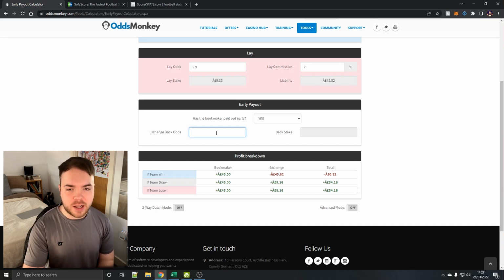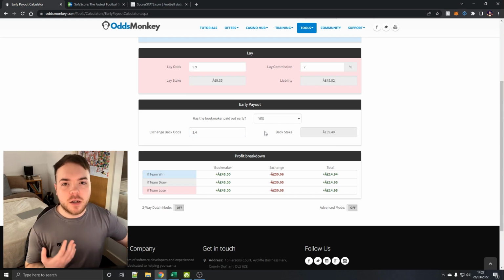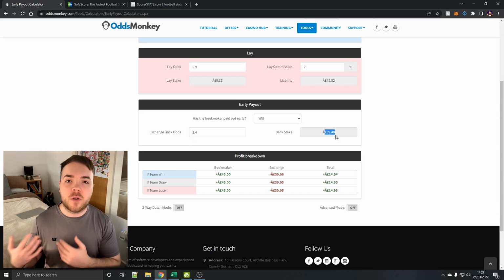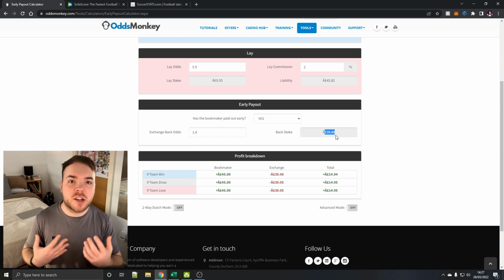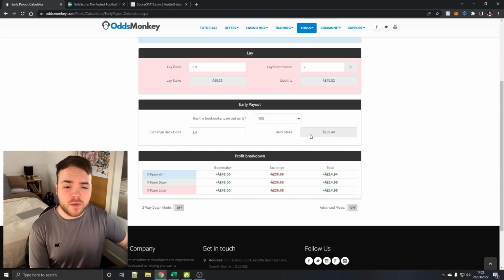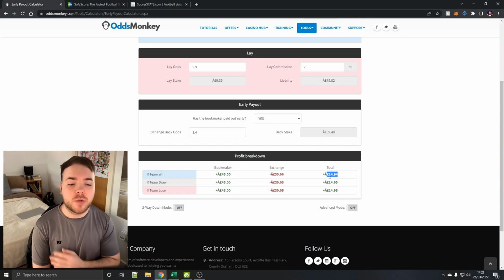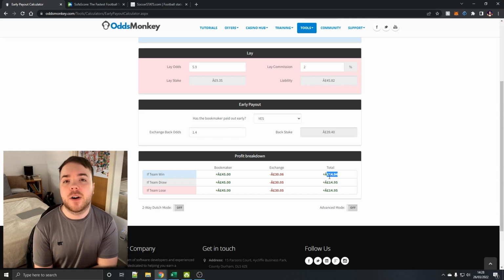But if you were to put in that 1.4 over here on the calculator, you can see there already, if you went and placed this back stake over on Betfair, by the way, this doesn't mean you need to put extra money into it, this just extracts it from your profit and basically cashes you out. But you can see if you were to go over there, you would have made a guaranteed profit straight away of £14.94, regardless of the result. Just because Watford have gone 2-0 up, you're getting £14.